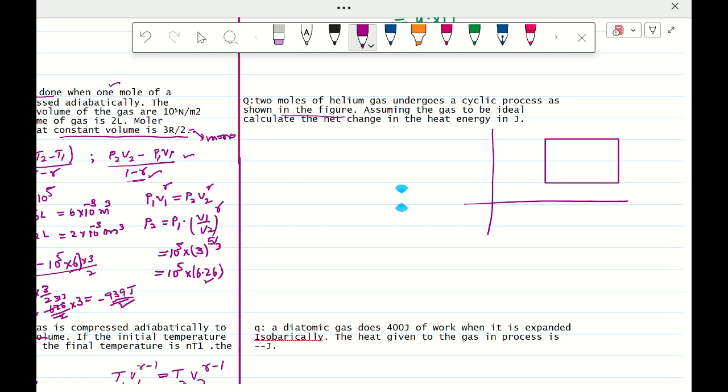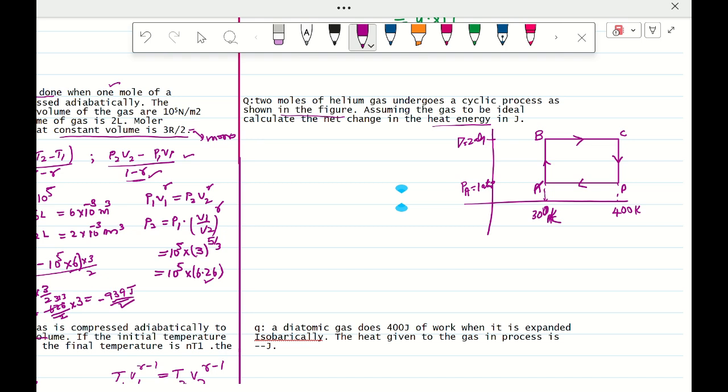So this is a cyclic process A, B, C, D. It is a clockwise cyclic process. Here Pa is equal to 1 atmosphere, and Pb is equal to 2 atmosphere. This is Va, and Ta is 300 kelvins. The PT graph is given, with 400 kelvins. So I'm asking for the heat energy in joules.